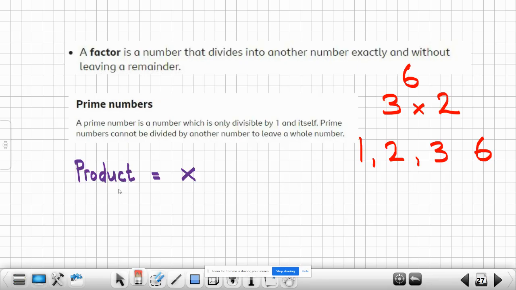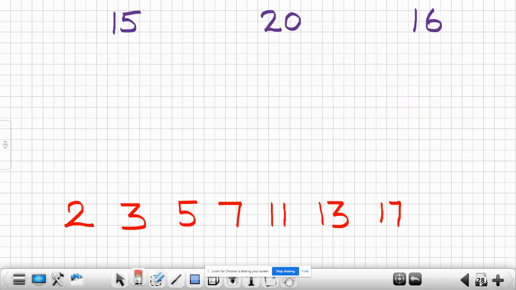And finally, a product. Product in mathematical terms just means multiplication. So we're just multiplying. If we look at 6, we could write it as a product of its primes by writing 3 times 2. They are 2 prime numbers. And when we multiply them together, we get 6. Okay, that's a very brief introduction. You may want to go back and explore that a bit more. But let's have a look at some numbers.